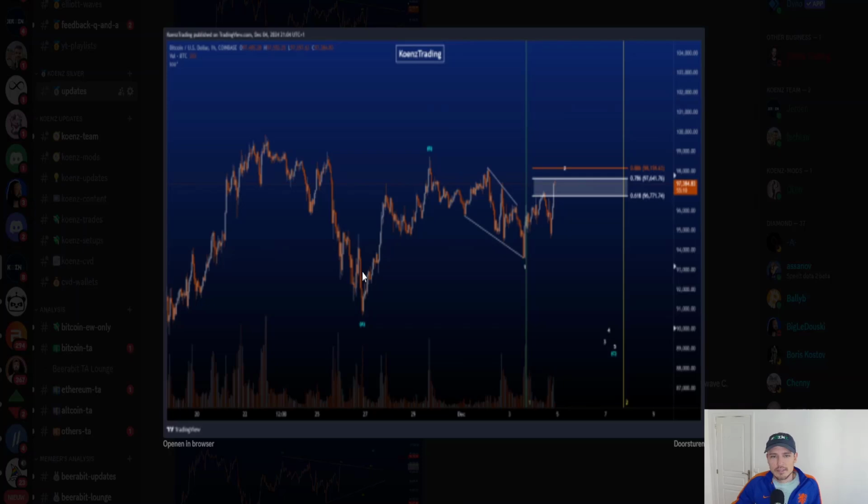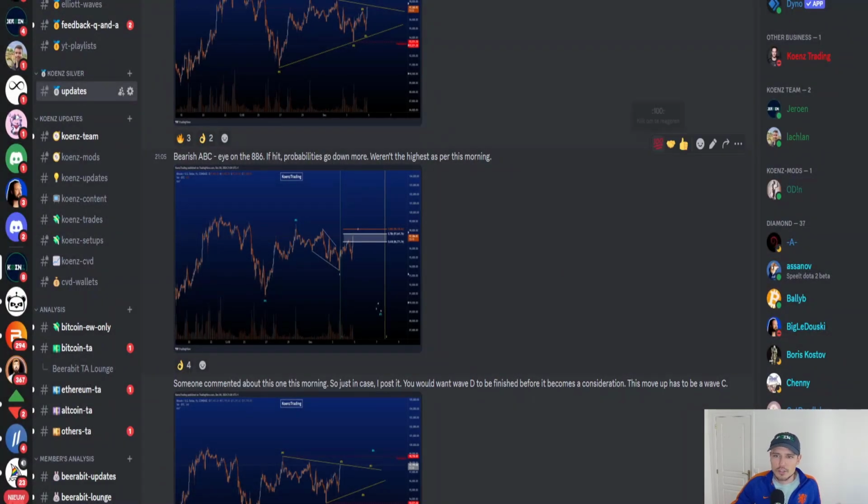Now, in this case, this already, as mentioned in the content, had lower probabilities, but just for the sake of knowing what to look for, this here is an ABC zigzag where B was finished, and then you look for a diagonal 1, 2, and then 3, 4, 5 down. The moment wave 2 hits the 886 at 98.1k, probability significantly decreases. It was already lower as explained in the content, but knowing about the 886 is just really good information.